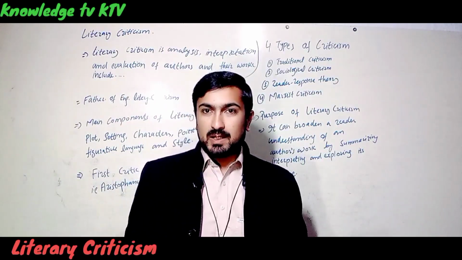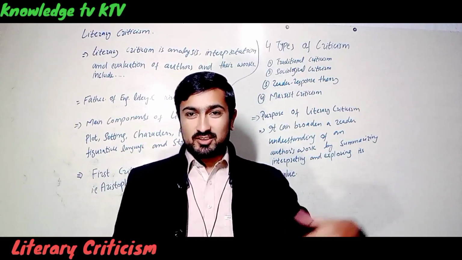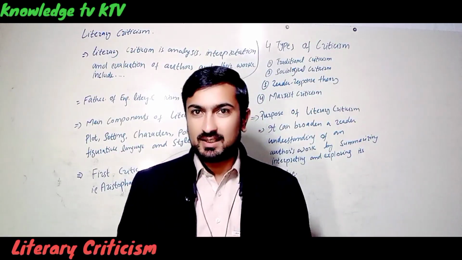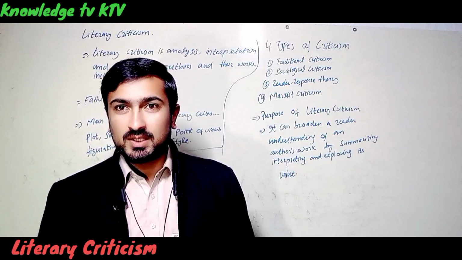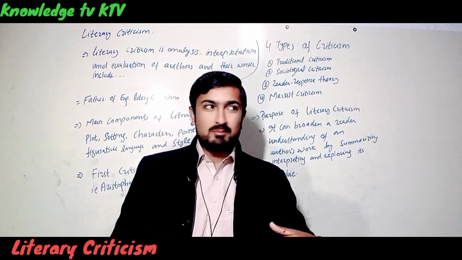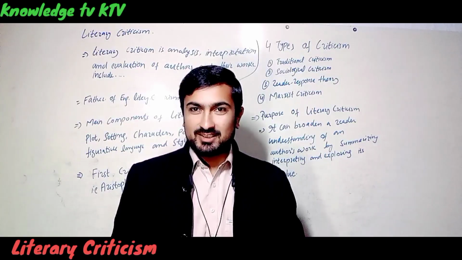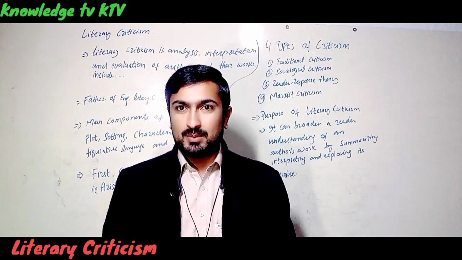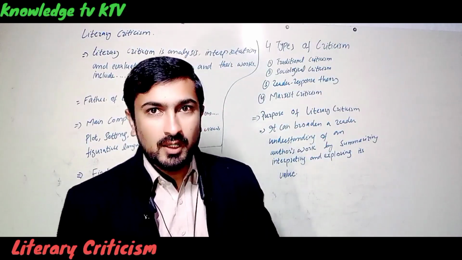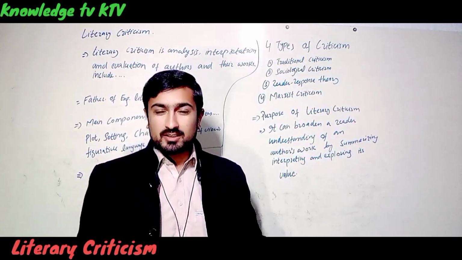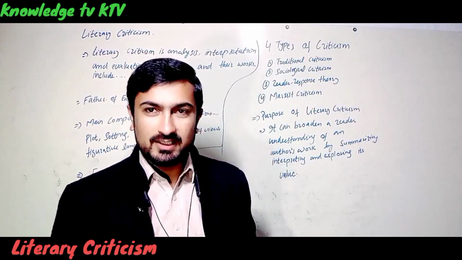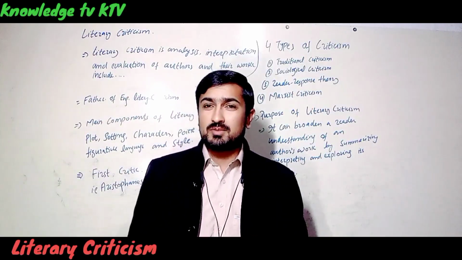Okay, all these types and components cannot be explained in this video, because these are very lengthy topics in literary criticism. Inshallah, I will try to make these things easy for you, because these are very difficult to understand, but I will try to make it easy for you people. So the four types are traditional criticism, sociological, Marxism, and reader response theory. These are the literary criticism types.